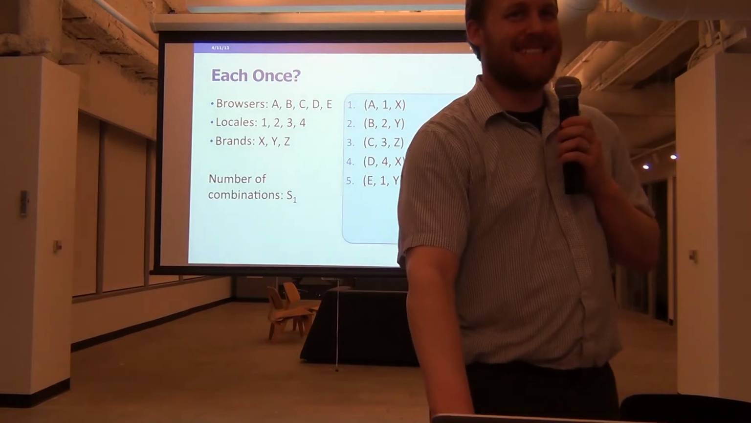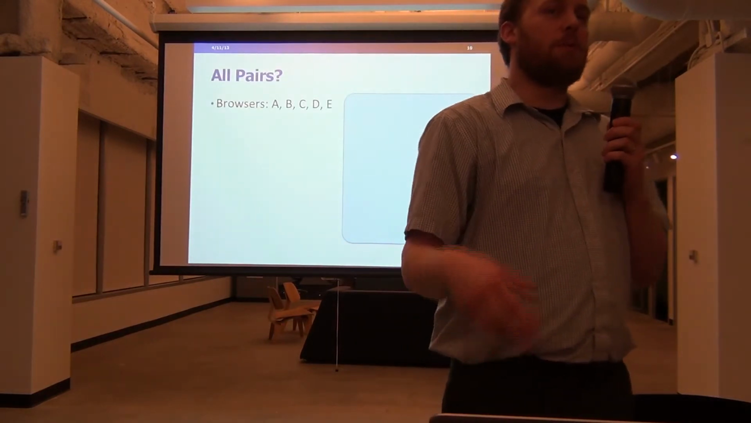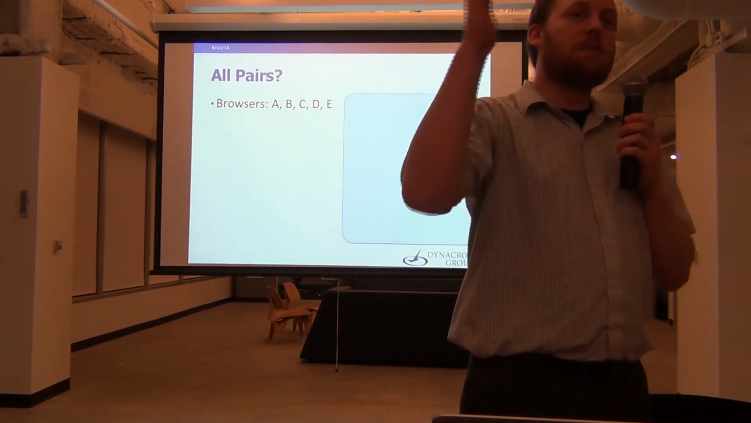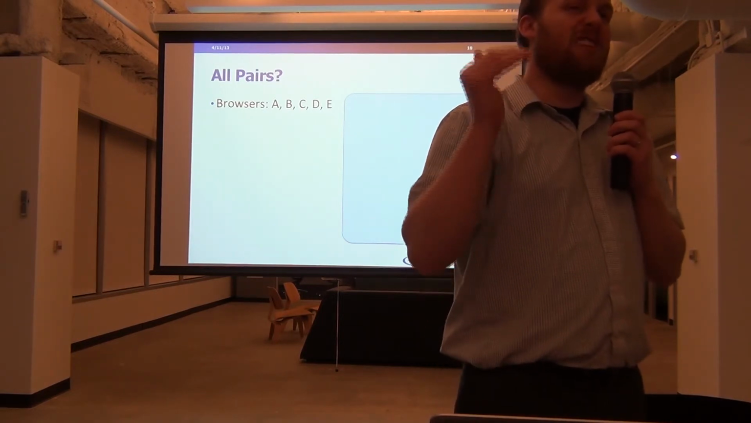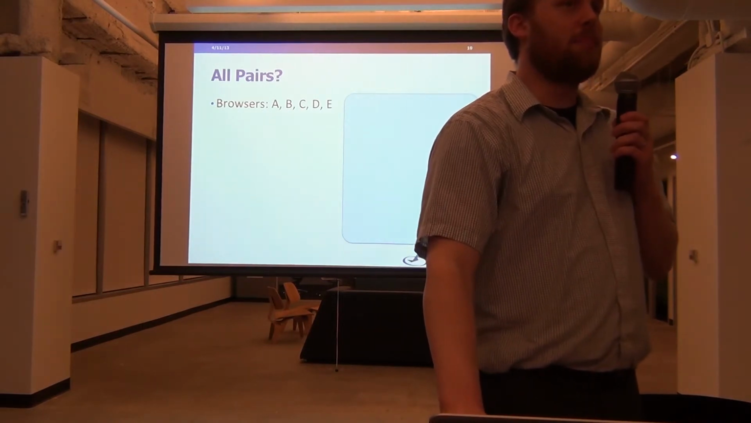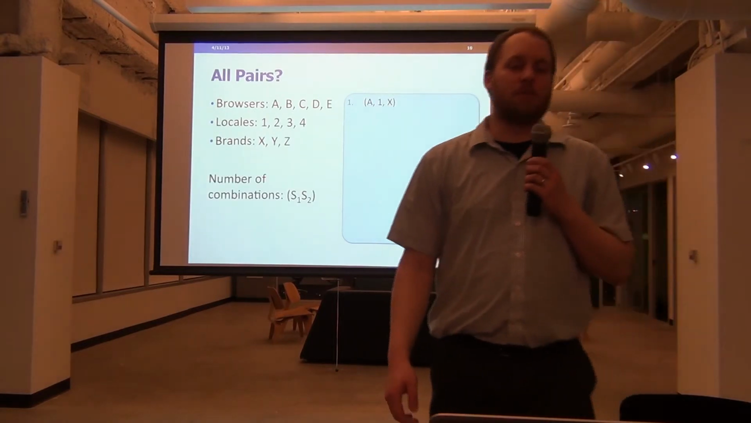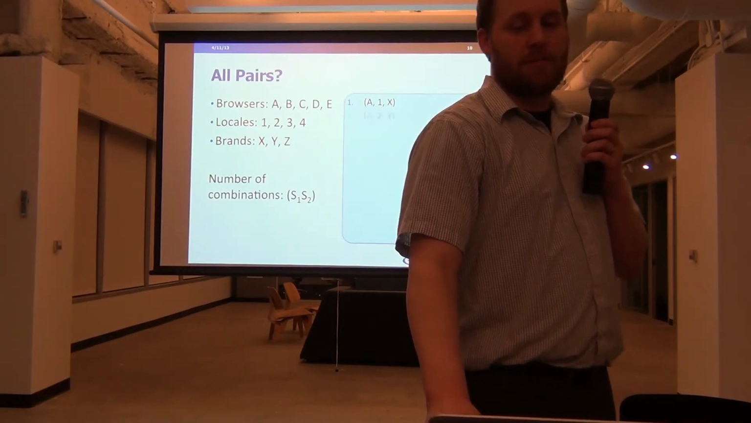Yes. All right. So next idea is all pairs. Well, we'll make sure that we test at least all pairs of possible browsers, where each browser will be tested with every locale. Each locale will be tested with every brand, but we won't test every single brand locale brand combination. So the number of combinations ends up being the multiplication of the largest and the second largest parameter arrays.